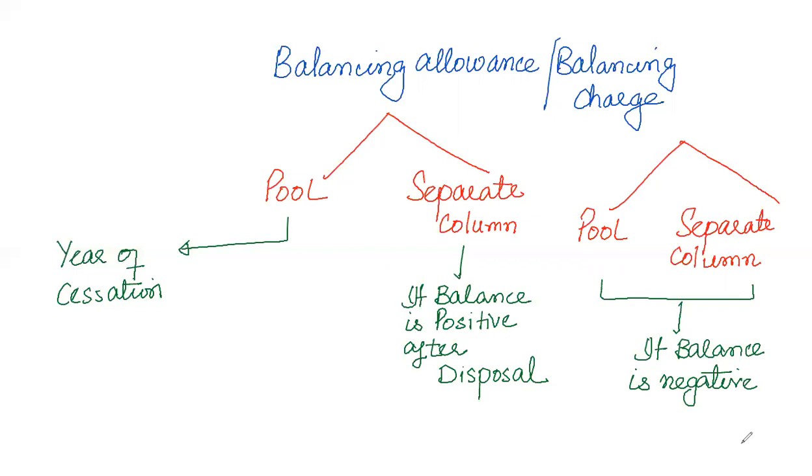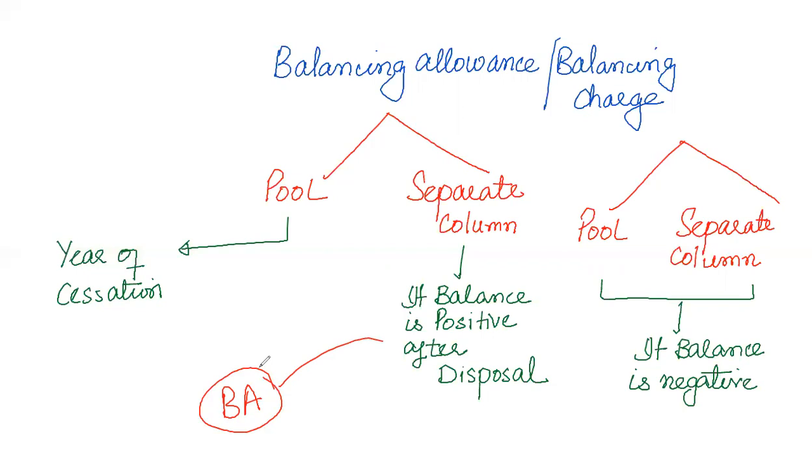But as far as a separate column is concerned, if we sell an item held in a separate column, and after deduction of the disposal proceeds, if there is a positive balance, then you can claim that positive balance as a balancing allowance. Balancing allowance means simply capital allowance.